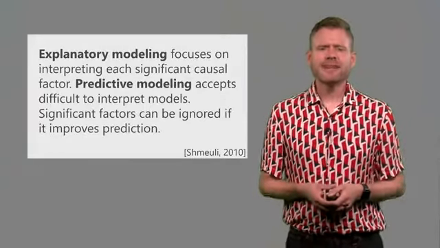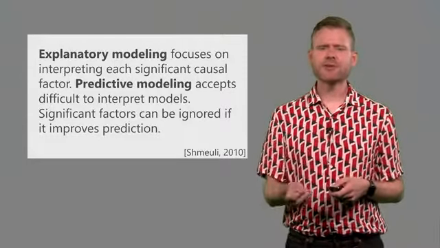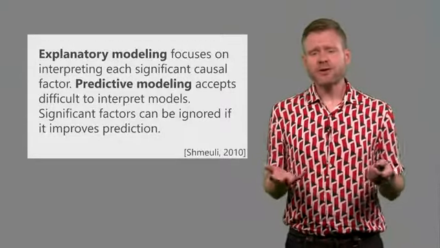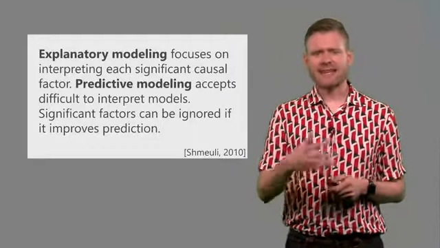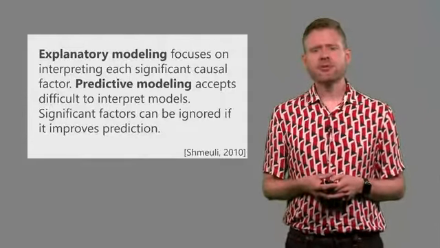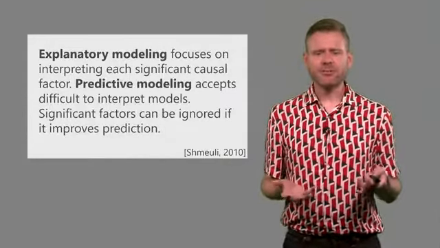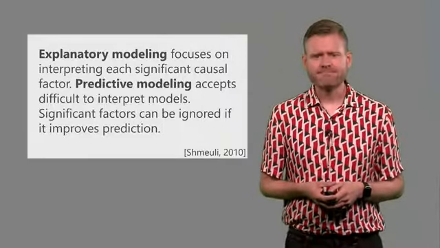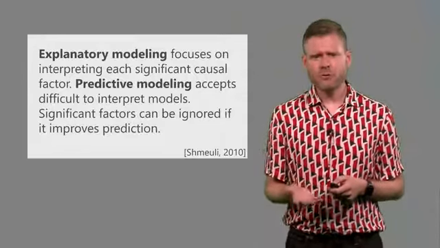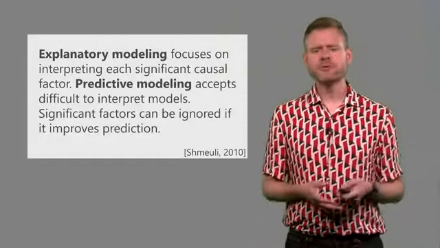A final difference is that in explanatory modeling, we focus on interpreting each significant causal factor, because we want to know all the things that significantly explain some variance in the outcome. In terms of predictive modeling, we accept that it's very often difficult to interpret the models. They might predict very well, we don't always know what's going on. And in some cases, we might even remove statistically significant factors from a model because this improves prediction.